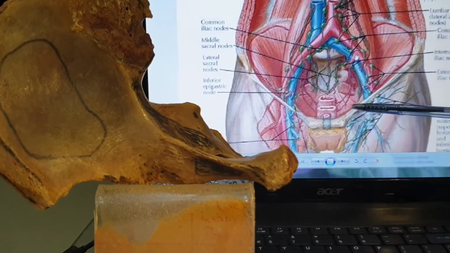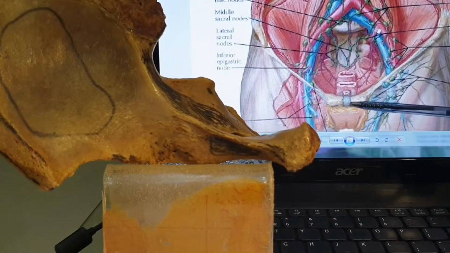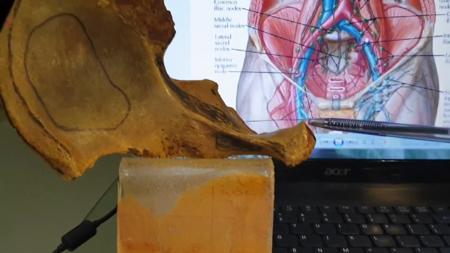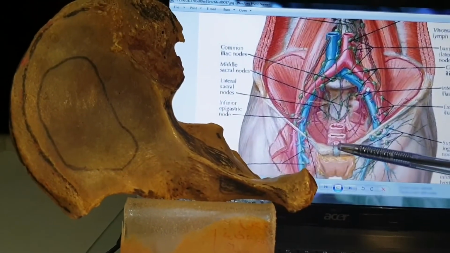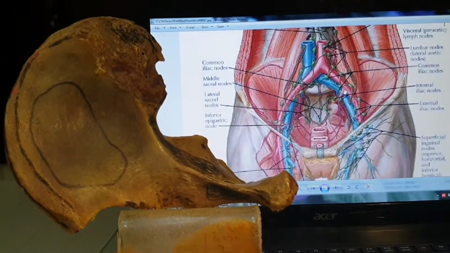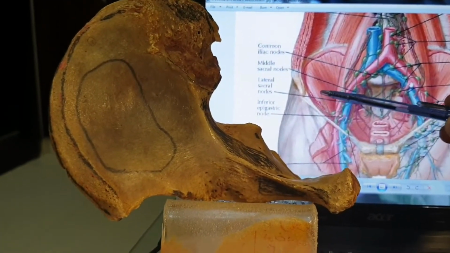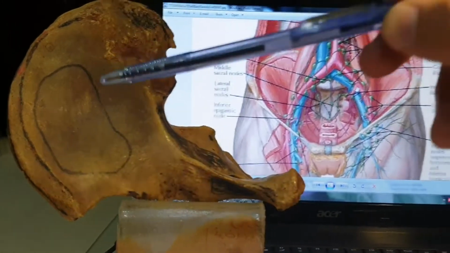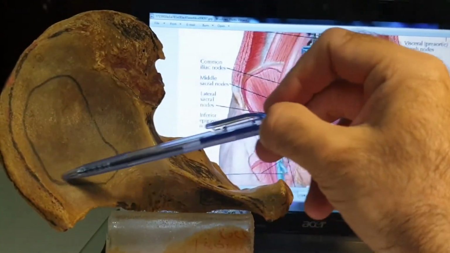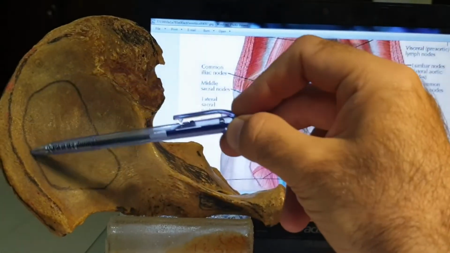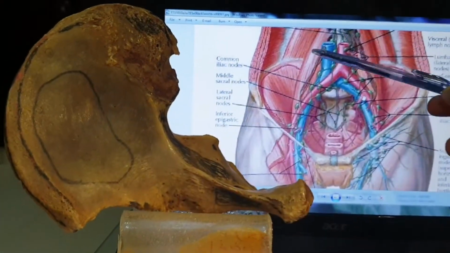And this is the pubic crest, and this is the pubic symphysis. And the pubic symphysis will be formed here if the other bone is also present. Now you can see this is the attachment of the iliacus muscle, which comes from the iliac fossa. This is the mark showing the attachment of the iliacus muscle.